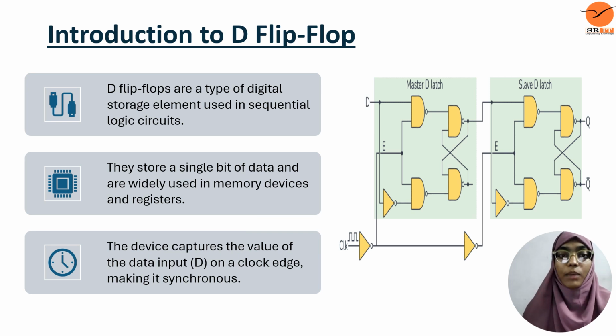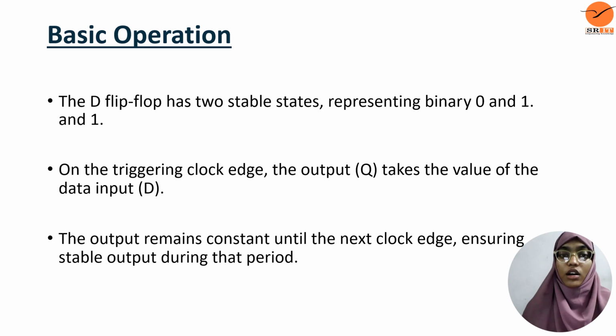And now let's see the basic operation of a D flip-flop. The D flip-flop has two stable states representing binary zeros and ones. On the triggering clock edge, the output takes the value of the data input. The output remains constant until the next clock edge, ensuring stable output during that period. It means the output remains constant until the next clock edge.